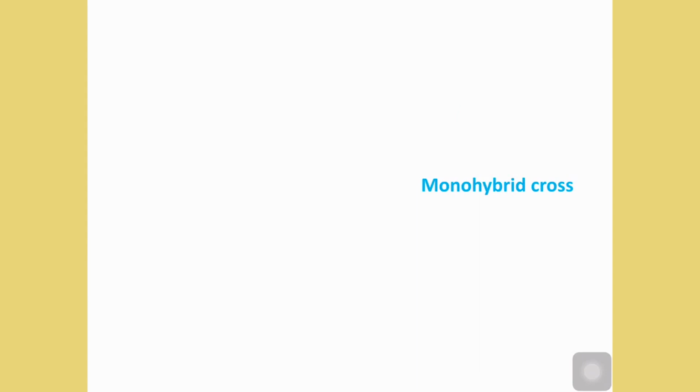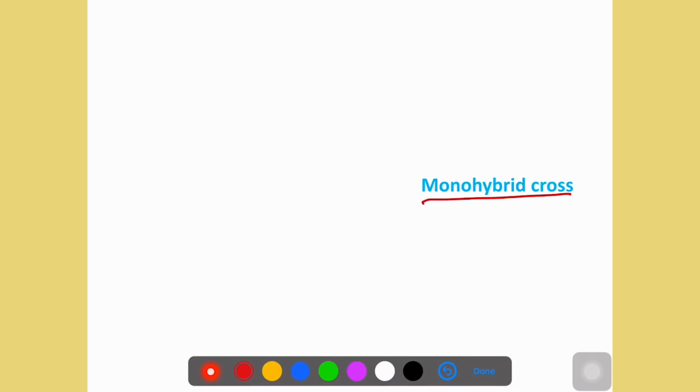So now you understand what artificial pollination is and how Mendel carried out his hybridization experiment. In his first hybridization experiment, he crossed pea plants which differed in just one character. Such crosses are known as monohybrid crosses. For example, Mendel made a cross between two pea plants which differed in just one character, their stem height. So of the two parents, one is tall, another one is dwarf.